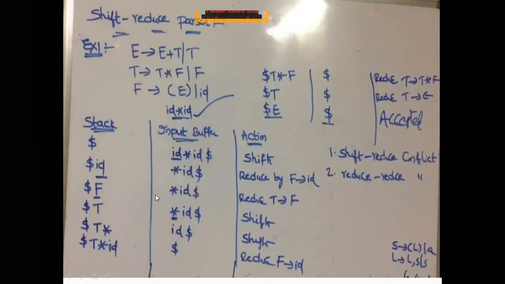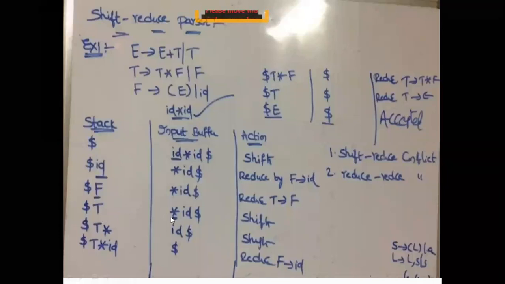Then next, is there any production for the substring F? Yes, we have a production with F in the right hand side. Then this F is replaced with the left side non-terminal capital T. To replace with capital T, we are performing a reduce operation. So reduce by the production T to F. So we are replacing this one.